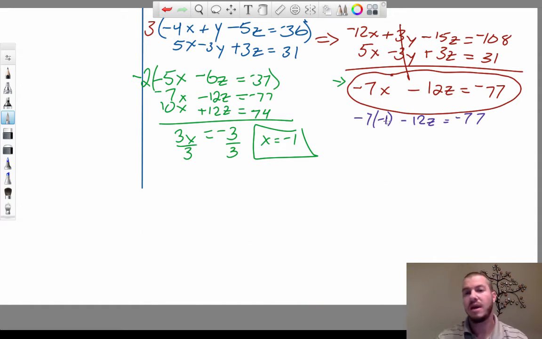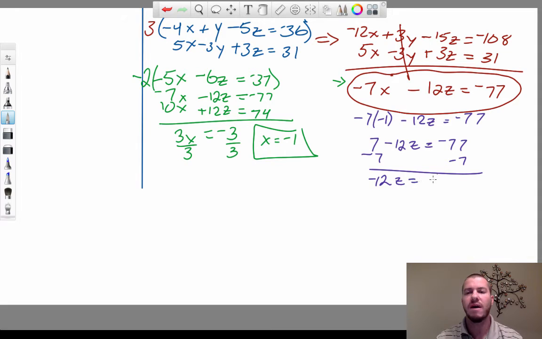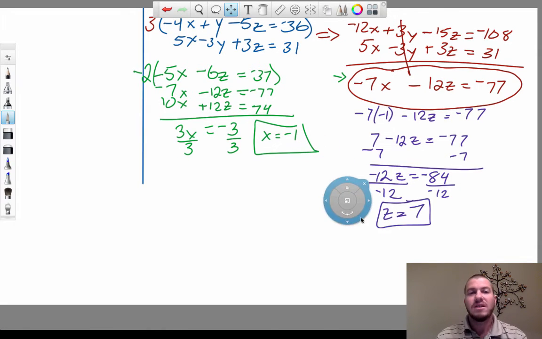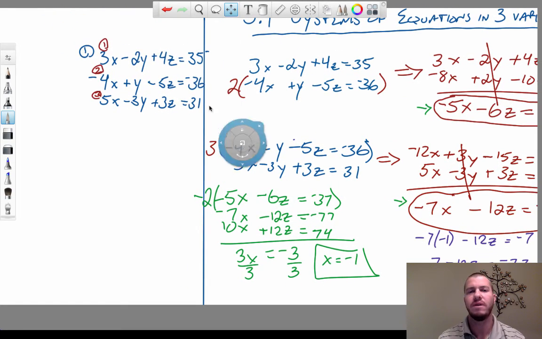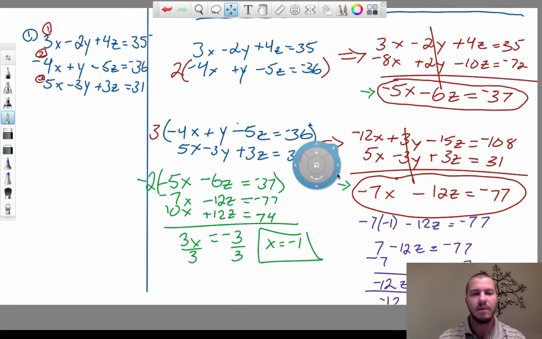So negative 7 times negative 1 minus 12z is equal to negative 77. So this becomes positive 7 minus 12z is equal to negative 77, and solve it. Now I only have one variable, so I can solve for that variable. This becomes negative 84 and divide by negative 12. And z is equal to positive 7. And so now that I have two variables, I know x and z, now I'm going to work my way back to one of the original equations and solve for y.